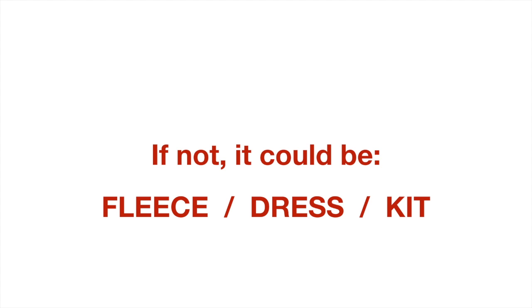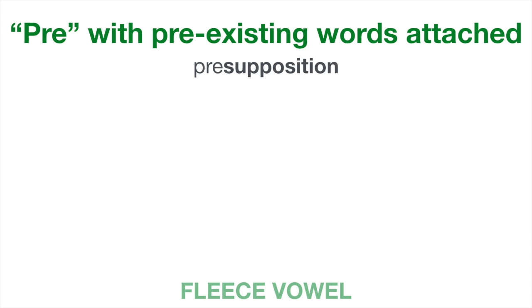It could be the fleece again, or it could be the dress vowel, like in the word egg, or the kit vowel, like in the word in, kit, I. So it could be E, or I. But let's begin with the E words, where there is a pre-existing word, just like supposition and existing. So here are some more, and all of the pre-existing words are in bold, so you can see them a bit more clearly.